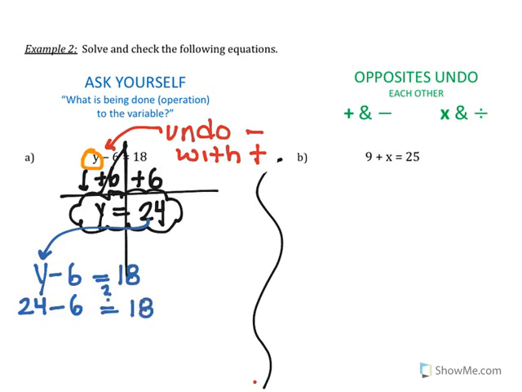So is this true? Well, 24 minus 6 is 18. So the two sides equal each other, which means it checks. Let's try the next example, letter B.